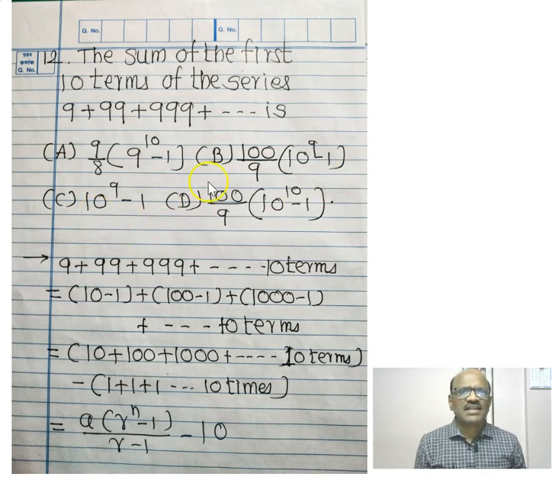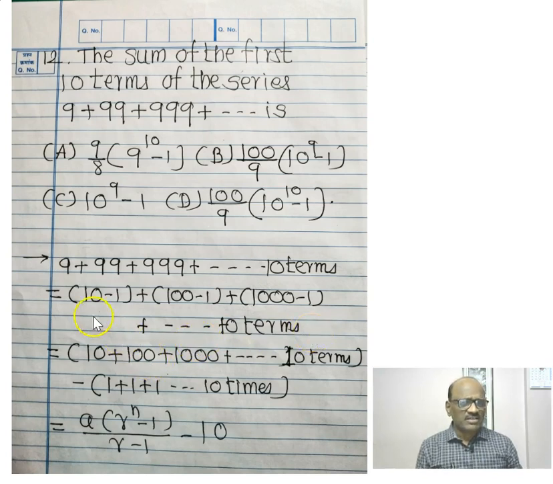And D is 100 upon 9 in bracket 10 raised to 10 minus 1. Now this is a question from the 11th standard. It is 9 plus 99 plus 999 plus up to 10 terms. This can be written as 10 minus 1, 99 can be written as 100 minus 1, and 999 can be written as 1000 minus 1, plus up to 10 terms.